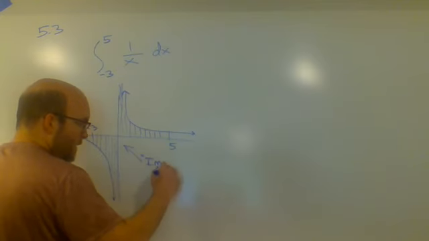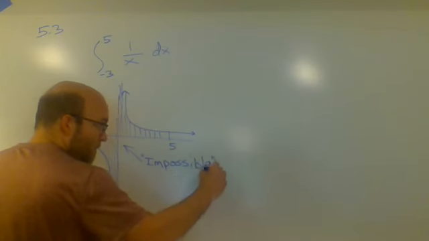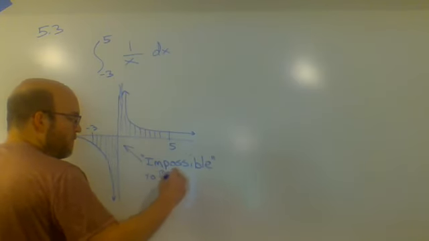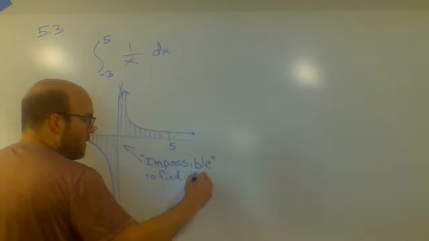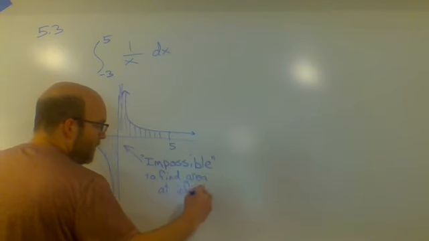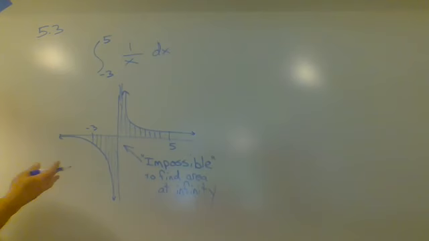Let me put quotes around it, because it's not necessarily always impossible, but I will say in this particular case, it is actually impossible. It's impossible to find area at infinity. Again, that is not an absolute true statement, that's why I put quotes around it. But for us, we can't do this.